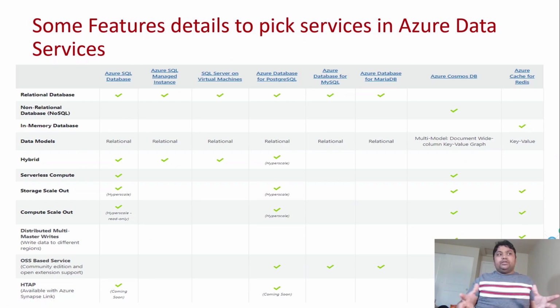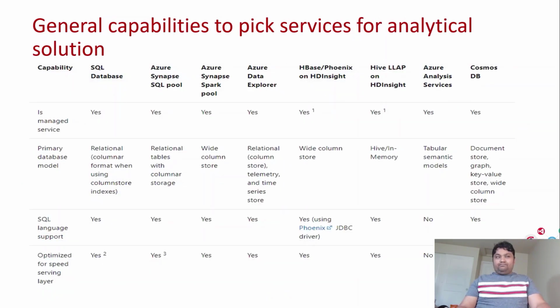This is the same thing where we look at which scenario we are in: do we need a relational database, which kind of data model is there, do we need hybrid mode or not, do we need serverless compute or not, do we need only storage scale out or only compute scale out or not? These are some of the things that help decide which service we are going to pick for our use cases. The other considerations are whether it is a managed service or not, whether SQL language support is there or not, and whether it is optimized for a speed serving layer or not, right? These are some of the things we generally think about when we are going to pick any service.